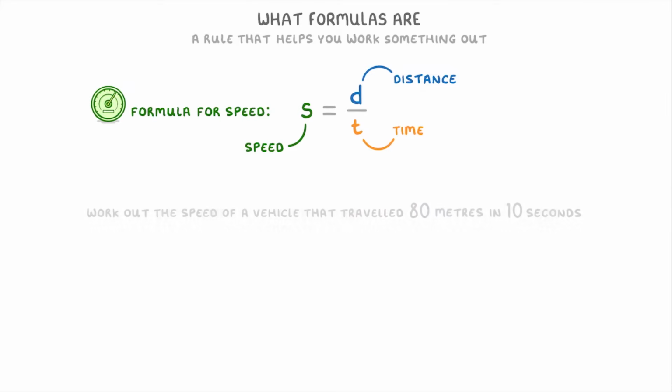So if you were asked to work out the speed of a vehicle that travelled 80 meters in 10 seconds, then all you'd have to do is take these values that you've been given for distance and time and plug them into the equation. So 80 meters divided by 10 seconds, which is 8. And the units here would be meters per second.